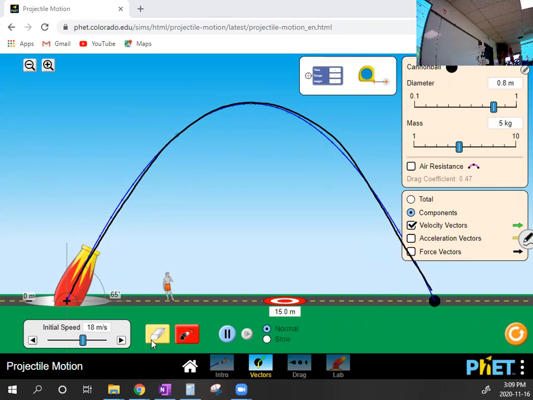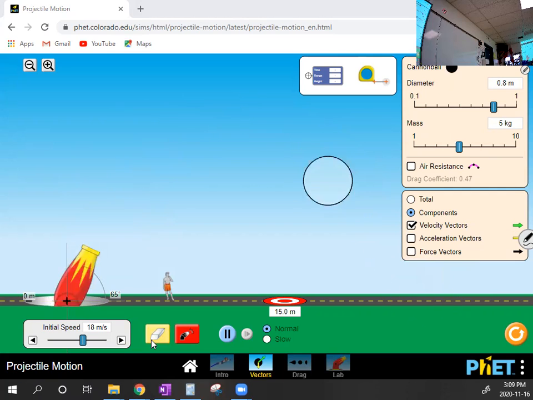Now all we have to do is break it into components. I'm going to reset this and erase my line. I'm going to play it again. I've turned on the velocity vectors so you can see the two components: there's a horizontal part and a vertical part to the cannonball's motion. What I'd like you to do is observe those two components and how they behave as the cannonball moves across the field. So watch. I'm going to launch it and pause it right there.